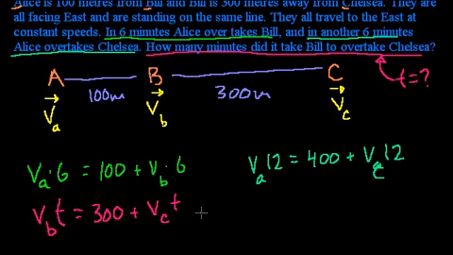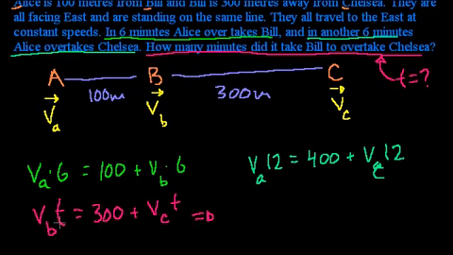Let's solve this equation. Remember, all of these equations really have the same form. In order for this person to overtake this person in 6 minutes, that means in 6 minutes, she would have to travel 100 meters more than him. In 12 minutes, she would have to travel 400 meters more than Chelsea.